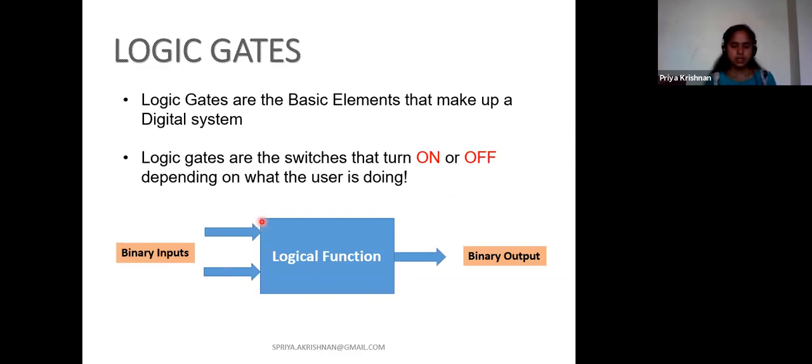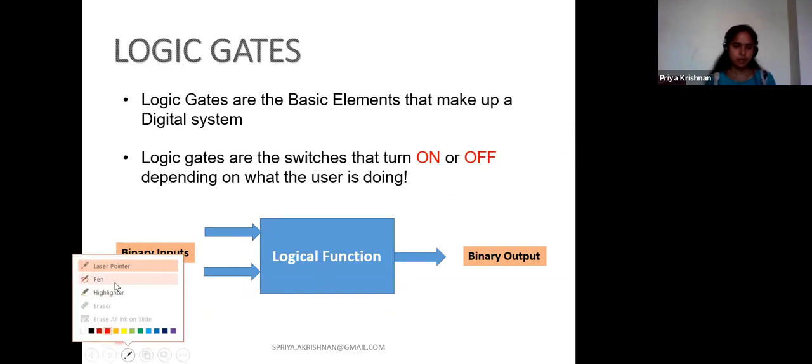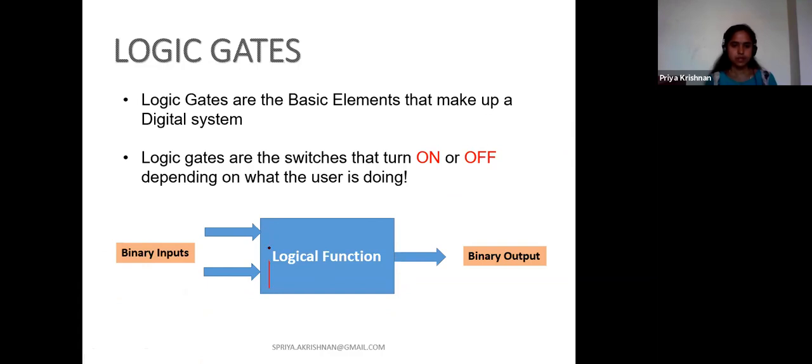See, this is my logic gate. This is my gate, and my gate is able to do something that is called a function. And what function can it do? It can do a function called a logical function. Yes, it is a logic gate, and it can do some logical functions.